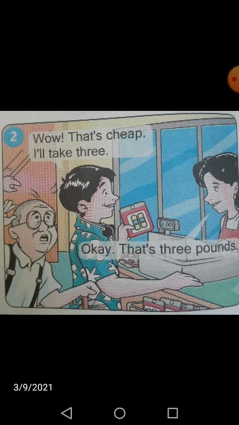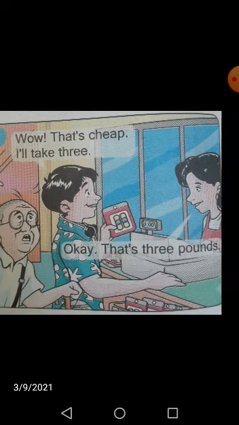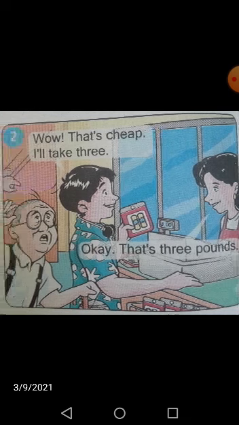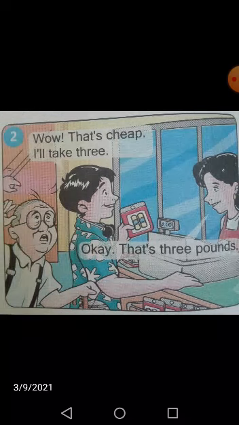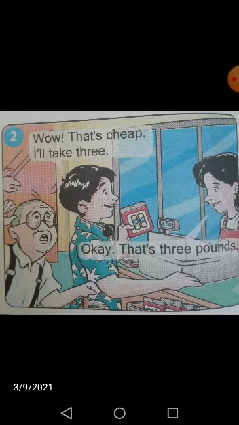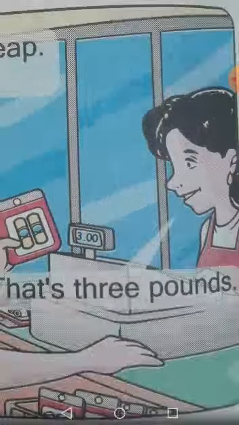Okay. That's 3 pounds. How much will it cost? I have 1 pound each and the boy will take three. Three times 1 pound equals what? 3 pounds. Excellent. Great grade 4. Okay, that's 3 pounds. One more time. Wow, that's cheap. I'll take three. Okay, that's 3 pounds. Okay, let's see the next picture.